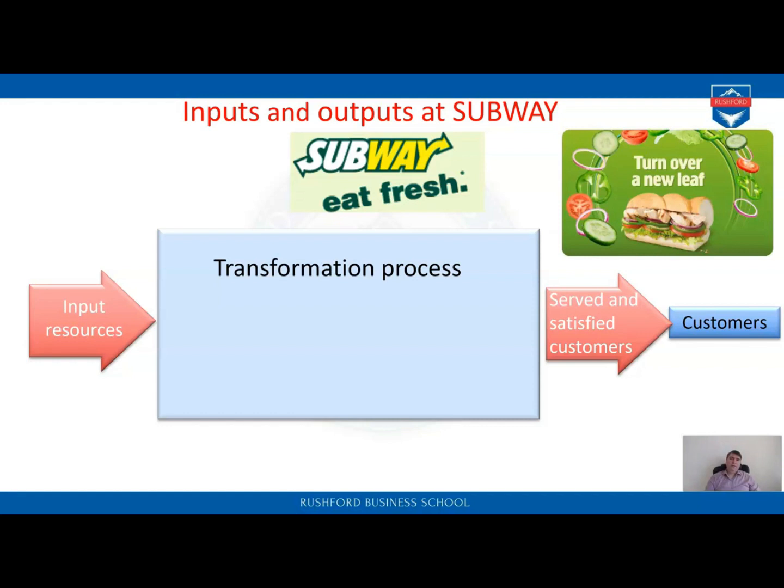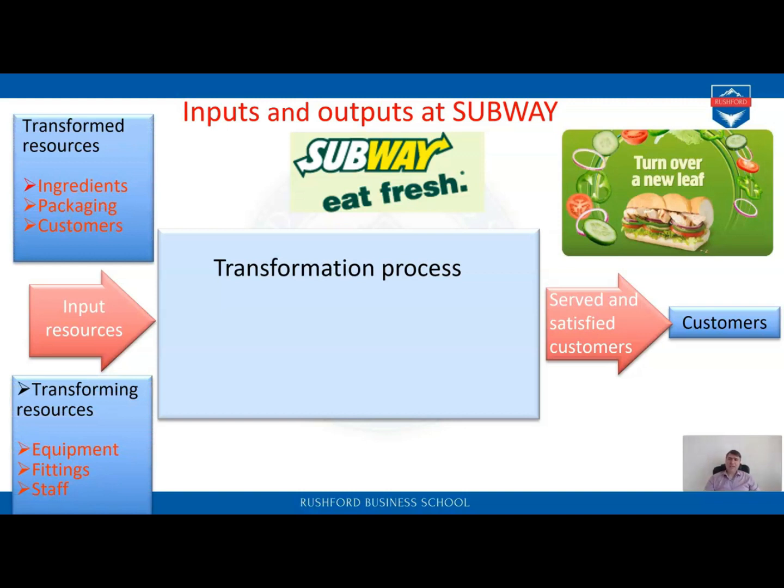For example, take input and output in Subway. You need to come up with the input resources, the transformation process, then serve and satisfy customers. So if you look at transformed resources: ingredients, packaging, customers. And then transforming resources: you've got equipment, fittings, staff, etc. And then in the transformation process, that's like cutting, cooking, heating, assembling, wrapping, and then you serve and satisfy the customer. That's how it works. Now you need to come up with it for your company. What are your transformed resources? What are your transforming resources, and what are you doing in the transformation process to add value to the customers, so that you satisfy and serve customers?